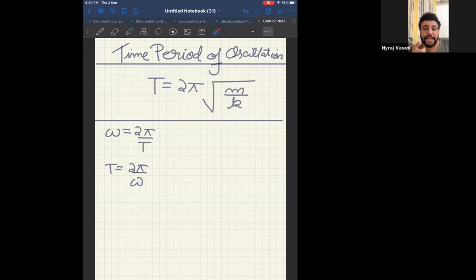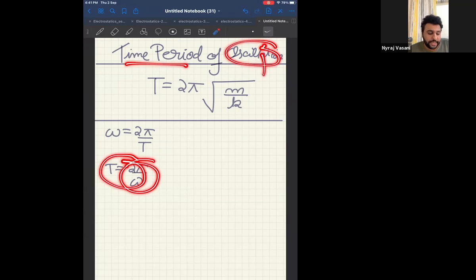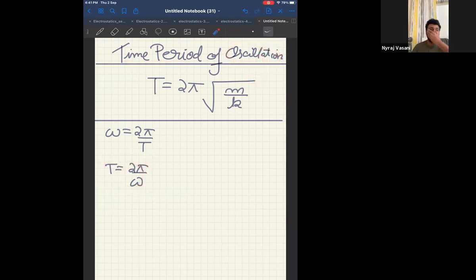Brilliant formula. Why am I saying time period of oscillation? Please look at the screen. Because this formula for time period can be used only in the oscillation chapter. I cannot use this formula in any other chapter. But 2 pi by omega, that is called the general formula, I can use in any chapter. This is called time period of oscillation. Only when the body is oscillating, I can use this formula. For start.